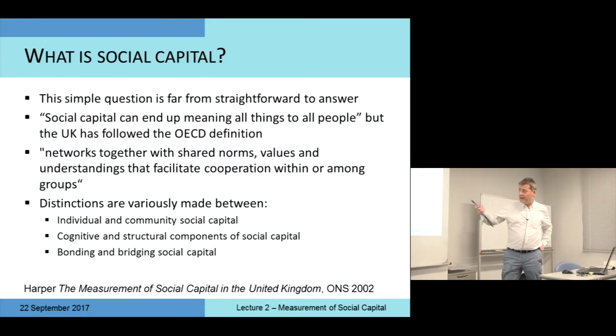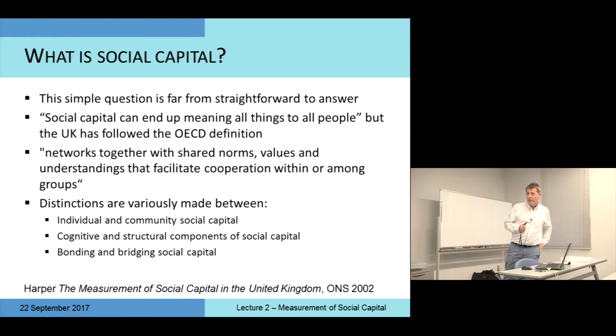There are various distinctions that are made, and I'll go through some of them. Sometimes the distinction is drawn between individual social capital and community social capital. We'll look at that one. Another distinction that's sometimes made is between cognitive components of social capital and structural components. We'll look at that. And yet another one is between what's called bonding social capital and bridging social capital. Indeed, there are other forms. There's one called linking social capital, but I'm not going to go into that one. So I want to explore some of these different forms of social capital.